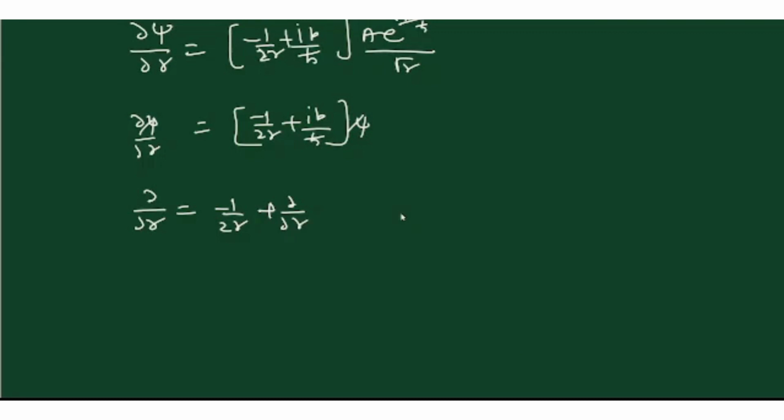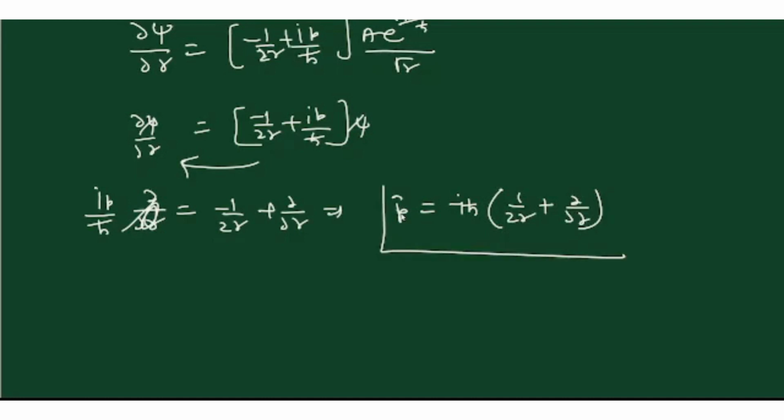Now, what is the momentum operator value? One thing, I made a mistake. There should be iota p over h cross, because I took this to this side. Okay, this is right. The p value is minus iota h cross times 1 upon 2r plus del over del r. This is my momentum operator in cylindrical form.